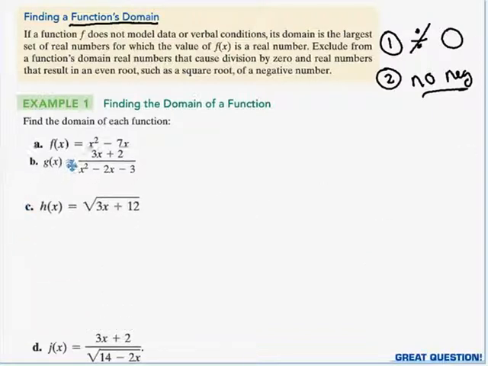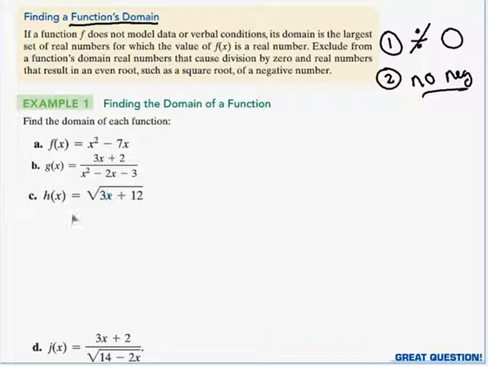Letter C. Is there any chance in letter C to divide by 0? No, there's no division at all. But I do see everything here is under a great big radical, and it is a square root. So we're worried about negatives appearing under even indexed radicals. What I can do is take what is under the radical, just the 3x plus 12, and say that what is under that radical must be greater than or equal to 0. And we're just going to solve for x.